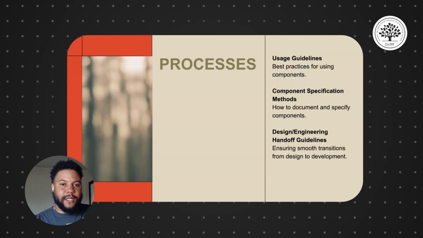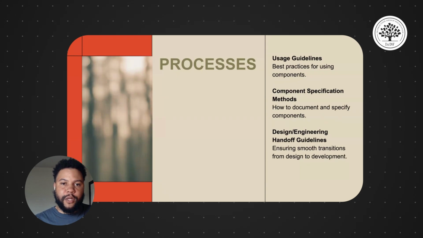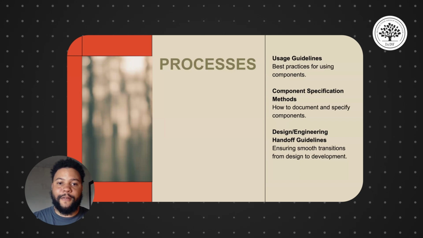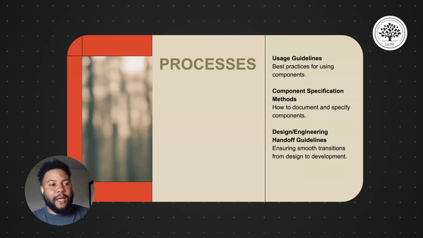Some of the process deliverables will include usage guidelines that offer best practices for using components, methods for component specs that detail how to document and specify components, and design and engineering handoff guidelines that ensure smooth transitions from design to development. And then you'll see an overarching piece of documentation that comes in all of them. I'm kind of saving that to the end, but just know that there are documentation outputs from each one of these pillars as well.